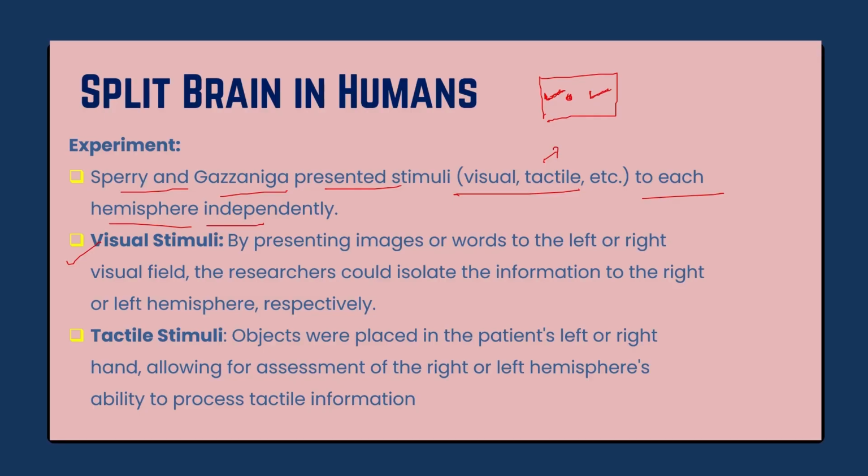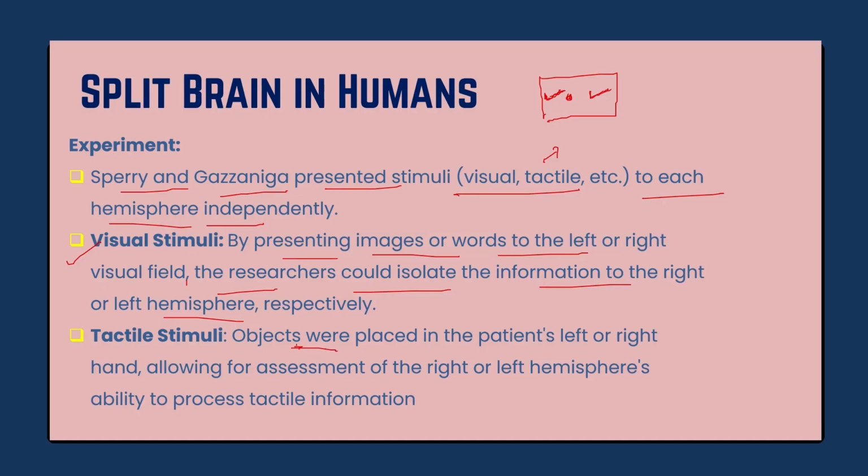Okay, so by presenting images or words to the left or right of the visual field, the researchers could isolate the information to the right hemisphere or the left hemisphere respectively. Now, about the tactile or touch stimulus. For this, the objects were placed on the patient's left or right hand without them seeing it, like maybe under a table. Because each hand is controlled by the opposite hemisphere, which means the right hand is controlled by the left hemisphere and the left hand is controlled by the right hemisphere, this tested whether the hemisphere controlling that hand could identify the object or not.